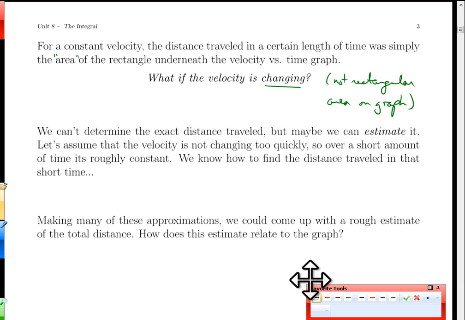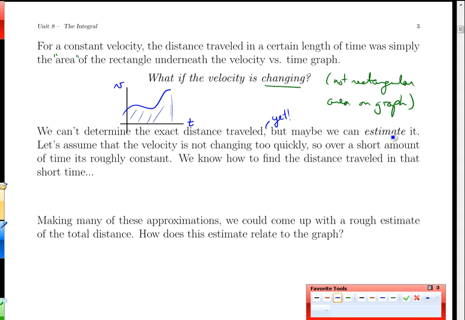Well, let's say the velocity was much more interesting. Let's say the velocity looked more like something like this. That was our velocity, and that was time. Well, all of a sudden, area doesn't mean the same thing. I'm not sure even how we'd calculate the area right now beneath that curved shape. Let's see what we can do with calculus ideas, though. We can't determine the exact distance traveled yet. But maybe we can estimate it.